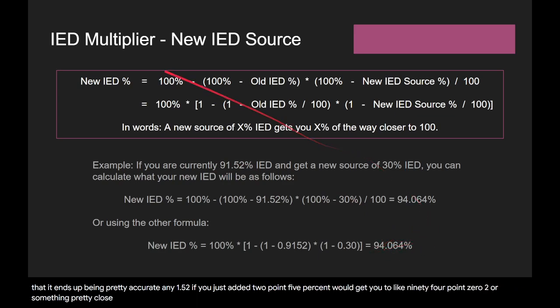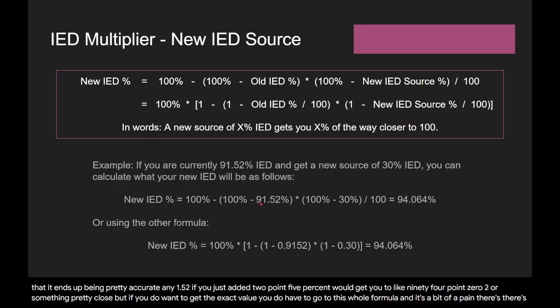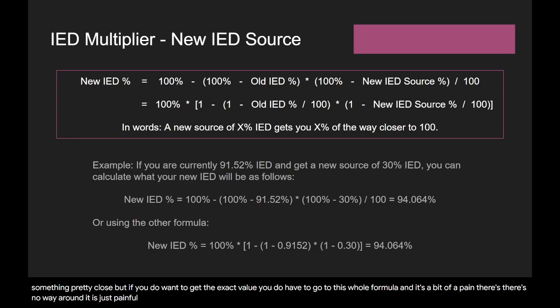Pretty close. But if you do want to get the exact value, you do have to go through this whole formula, and it's a bit of a pain. There's no way around it. It's just painful. Okay, that's everything on the multipliers.